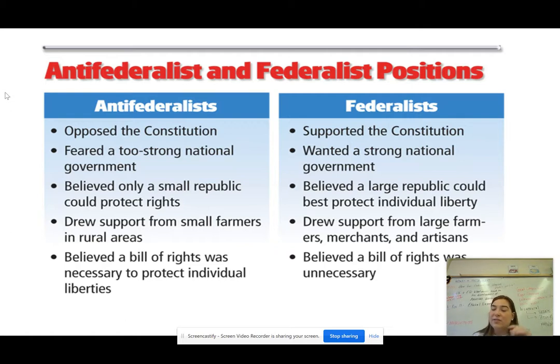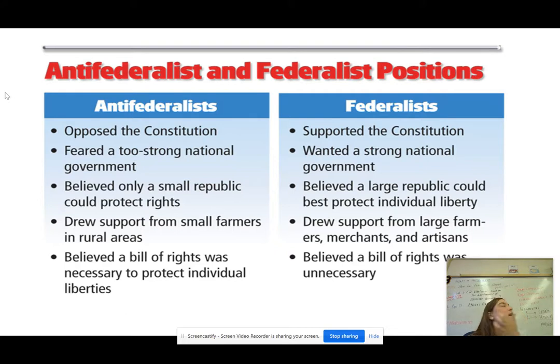Whereas Anti-Federalists thought that each individual state was better at protecting individual liberties, rather than this large national government. They thought that the states were better at preserving individual liberties. So they didn't like the idea of an overall central government delegating laws and things like that to the smaller regional governments. The Federalists believed that a Bill of Rights was unnecessary, and they drew support from large farmers, merchants, and artisans.